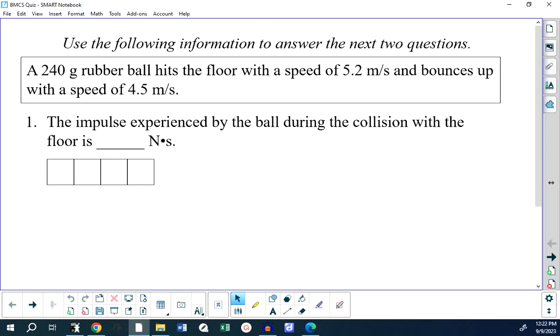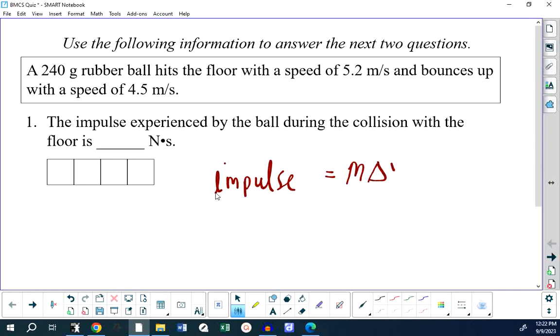A 240-gram rubber ball hits the floor with a speed of 5.2 meters per second and bounces up with a speed of 4.5 meters per second. What is the impulse? We've learned that one of the ways to find impulse is to say it's m delta v, but you need to remember that v is velocity, so the impulse will be the mass times the final velocity minus the initial velocity. And we can go ahead and put in the numbers. The mass needs to be in kilograms, so that would be 0.24 kilograms multiplied by VF.